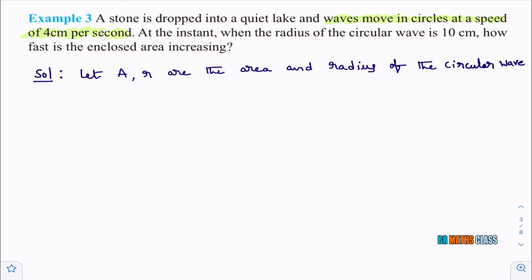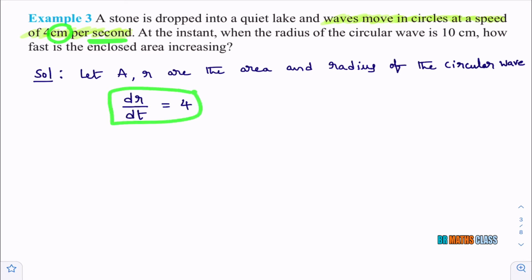I hope you are understanding. Waves move in circles at the speed of 4 centimeter per second. They given centimeter per second. This is not centimeter square. If it is centimeter square, then this is dA by dt. Centimeter per second means this is the rate of change in radius. That you need to understand. This is very useful information.